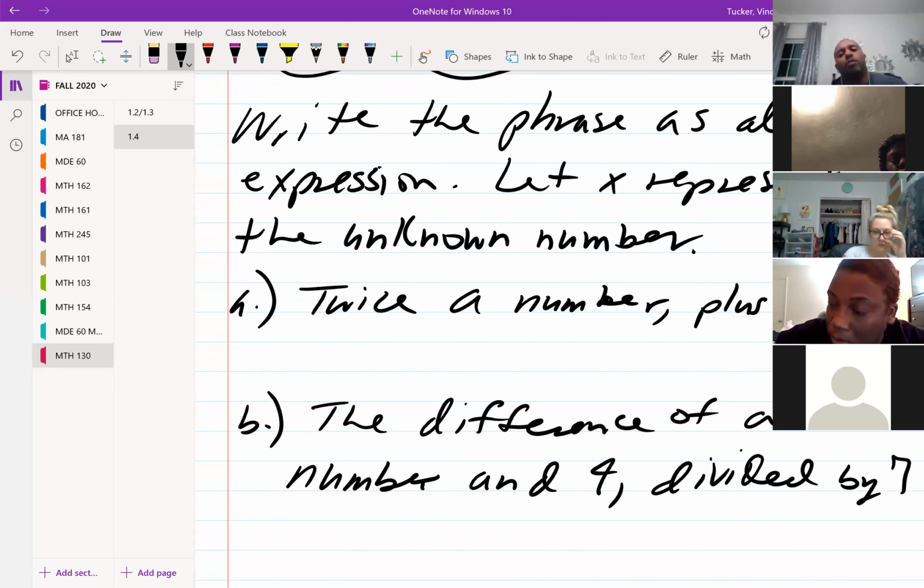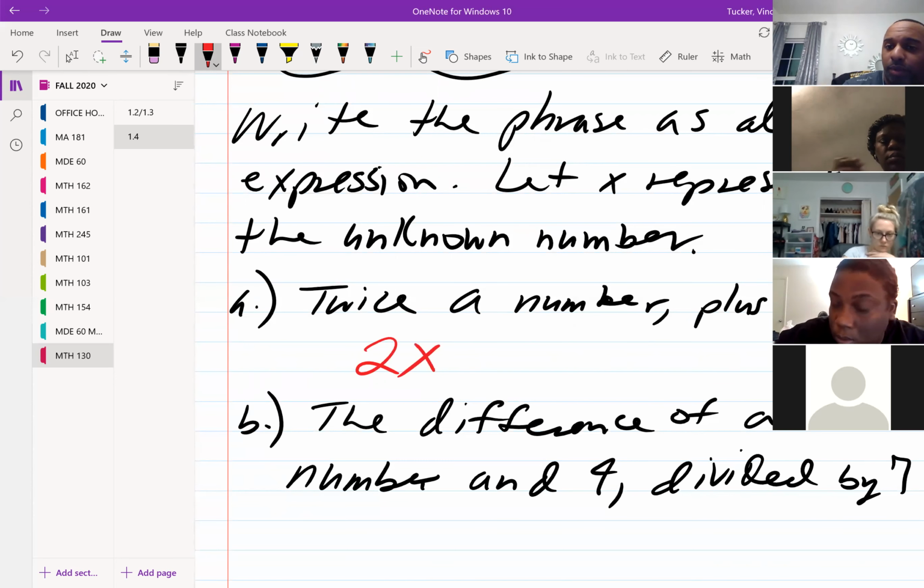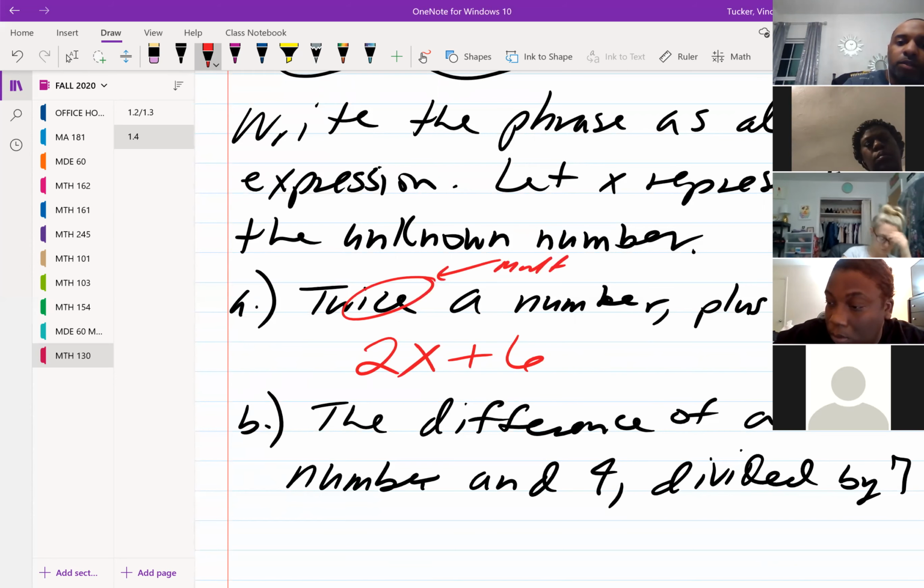Okay, looking at these first two. Twice a number plus 6. So whenever you're dealing with these, they're going to be key phrases or key words that let us know what operation to use. They already told us they want us to use x as far as our variable is concerned. If you're going to twice a number, that means multiply by 2. So you're talking about 2x and then plus 6. I think we're all cool with plus 6. So that twice number meant multiply by 2.